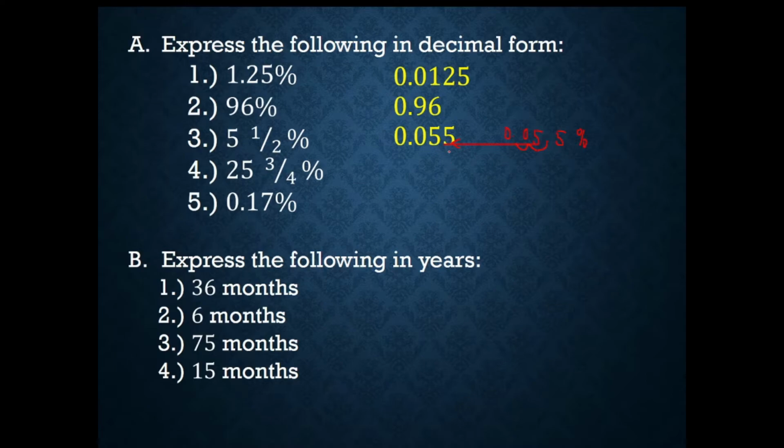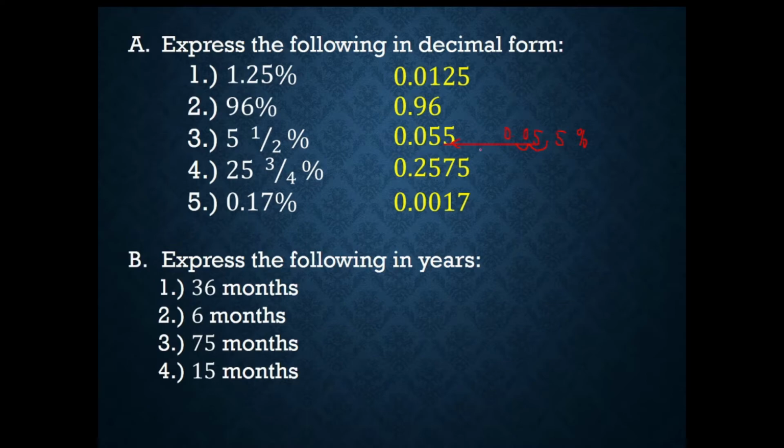Okay, moving forward, we'll have 25.75%. That will now be equal to 0.2575, and then finally 0.17% would be 0.0017.